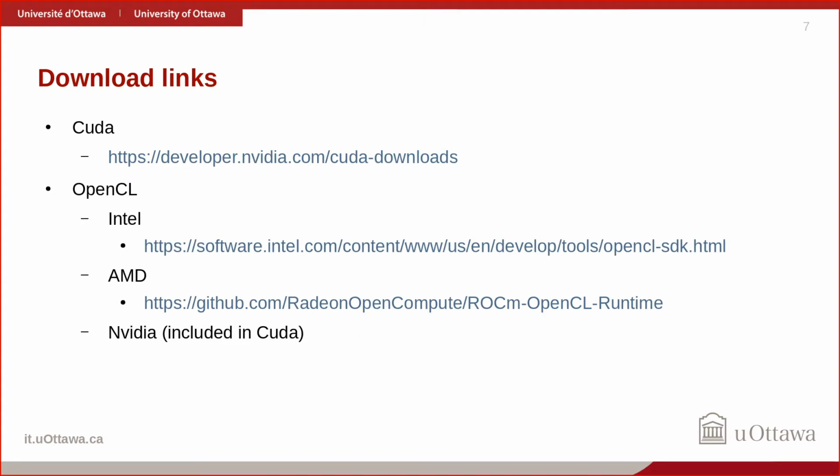So to get started with CUDA or OpenCL, you need to download the software for it. I've put the links in this slide. For CUDA, you can go to the NVIDIA website. For OpenCL, depending on what card you have in your computer, you can get the Intel version, AMD version, or NVIDIA version. You can actually install multiple at the same time. OpenCL doesn't really care. If you have both of them, then it will just choose whatever you tell it to use. So that's kind of nice, actually.